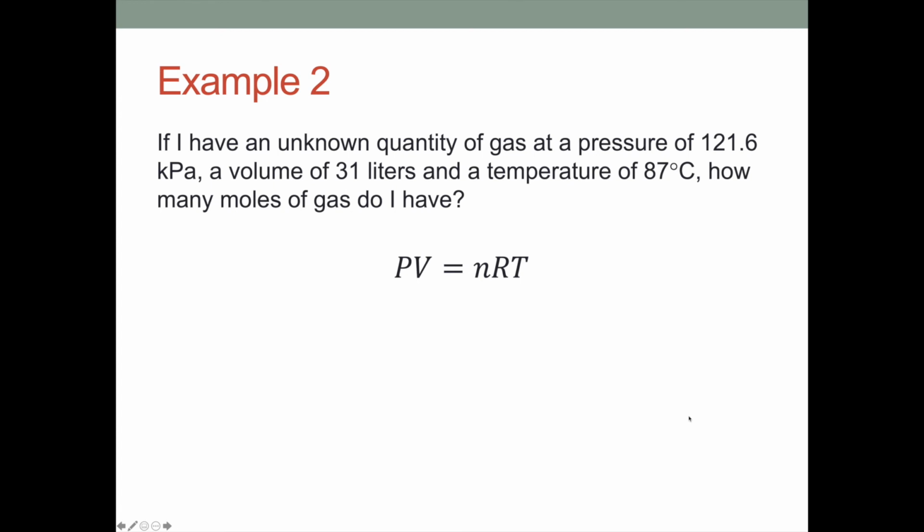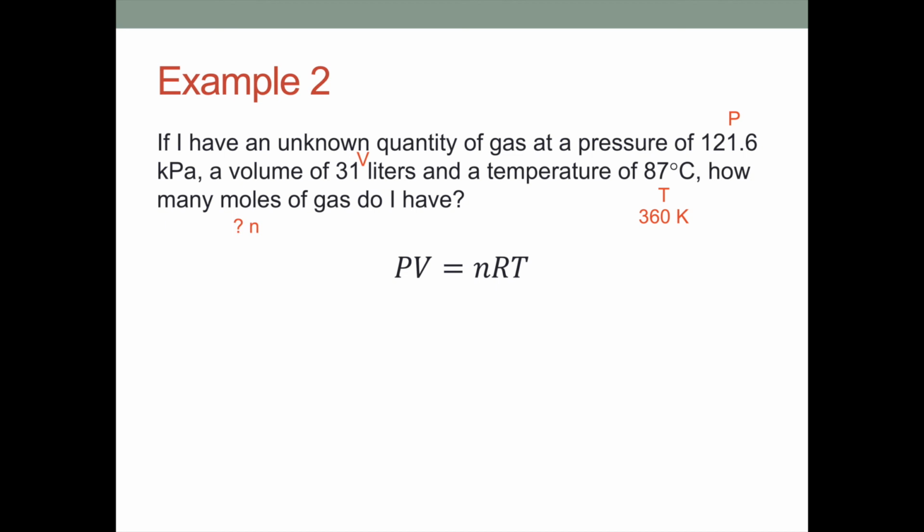Here's another example. I have an unknown quantity of gas. A pressure of 121.6 kilopascals, volume of 31 liters, temperature of 87 degrees Celsius. Whoa there. I don't like Celsius. I'm going to convert that to Kelvin, adding 273. I get 360 Kelvin. How many moles of gas do I have? Right, so that question mark is for n.